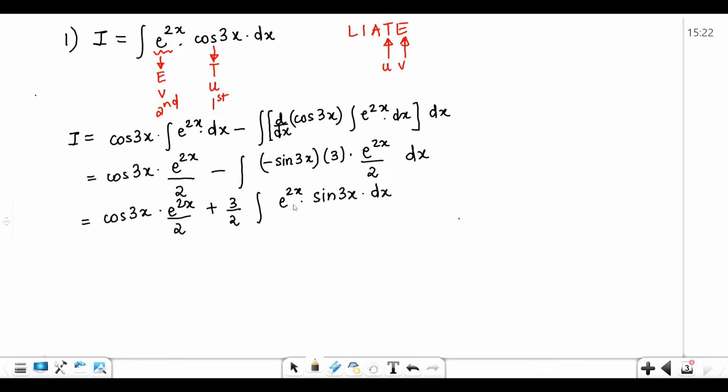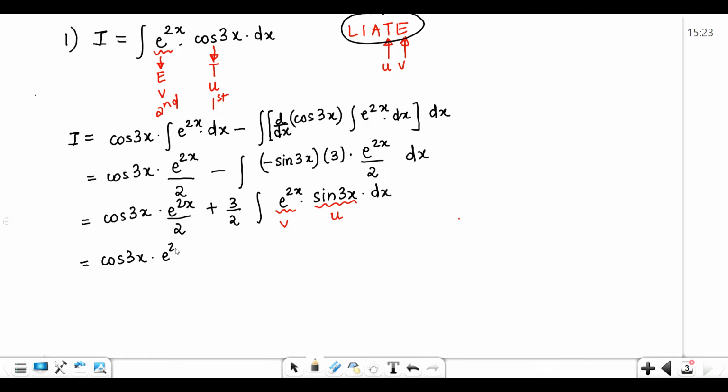Okay, again you have two functions which are getting multiplied. First is your exponential function, second your trigonometric function. Again, according to the LIATE rule, the trigonometric term should be taken as u, and this exponential term should be taken as v. We have to apply the integration by parts formula again, because we have the product of these two functions. So now we will write this again.